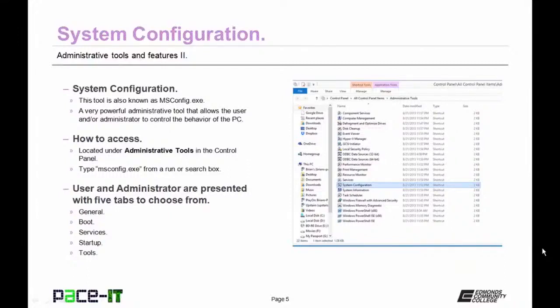Now, how do you access the system configuration? Well, it's located under the Administrative Tools icon in the control panel. Or you can type in msconfig.exe from a run or search box to get access. Once there, you're presented with 5 different tabs: General, Boot, Services, Startups, and Tools. Now let's discuss each of those tabs.